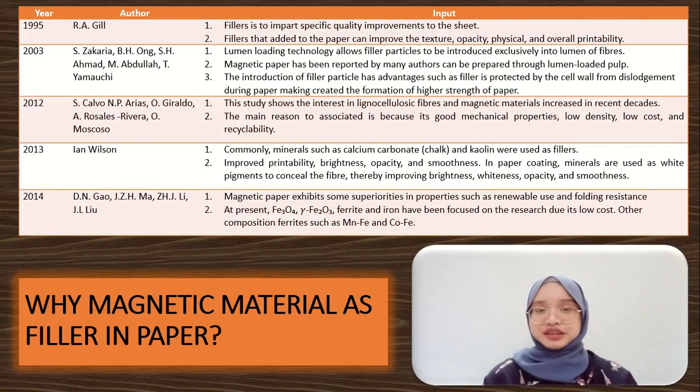Next, magnetic material as filler in paper. According to R.A. Gill 1995, the introduction of filler can improve the paper properties such as texture, opacity, brightness, ink absorbency, and overall printability. And the main reason to associate with the magnetic material is because magnetic paper exhibits some superiorities in properties such as good mechanical properties and folding resistance.